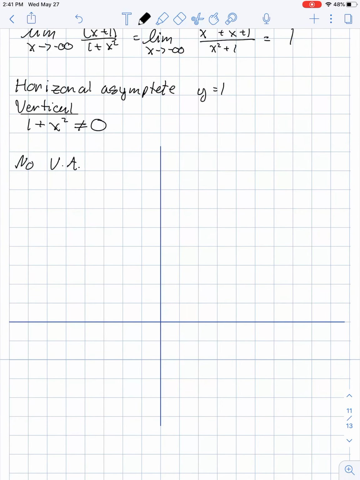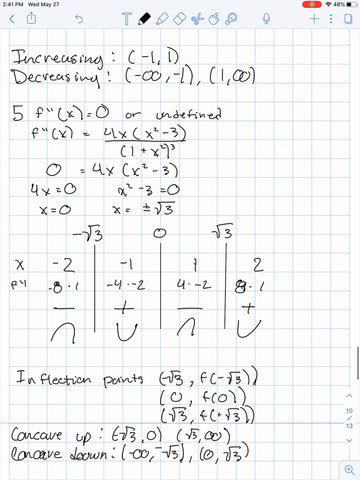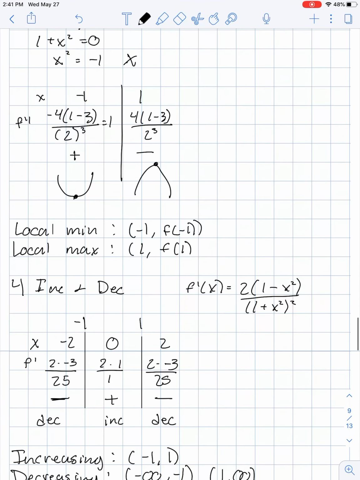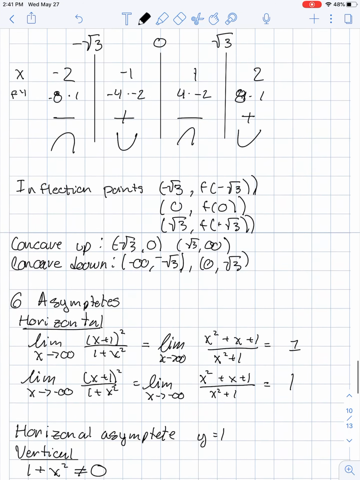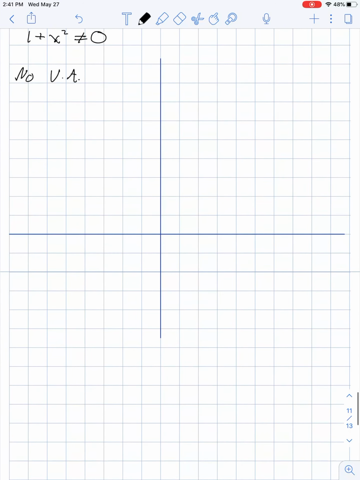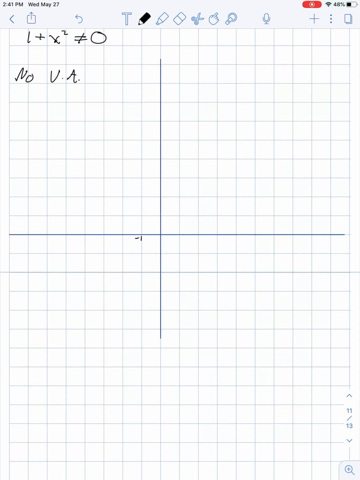I like to do my max and mins first. So I'm going to scroll up and find my local min and my local max are at -1 and 1. So -1's here. Let's actually make this a little bigger because that'll help me. Let's make a -1 here and 1 here.